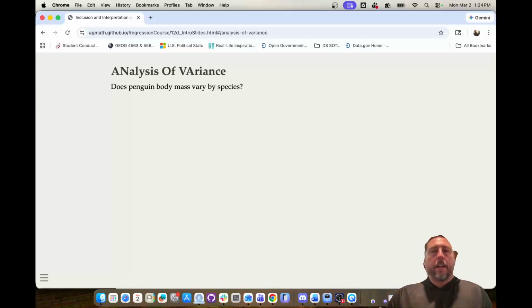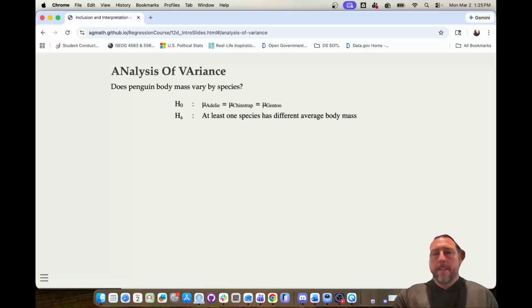And let's take a look at analysis of variance again. It may have been a long time since you last saw an ANOVA test. But what ANOVA does is it allows us to compare population means across multiple groups, multiple meaning 3 or more. And so we may wonder, does penguin body mass vary by species? The null hypothesis is that the average body mass is the same across all 3 species, the Adelies, the Chinstraps, and the Gentoos. And the alternative hypothesis to that is just that at least one species has a different average body mass.